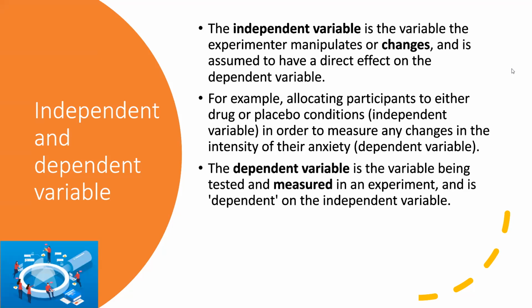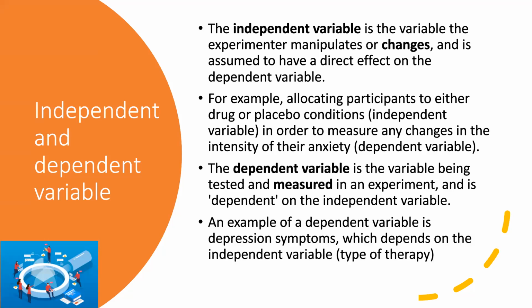So the dependent variable is the variable that is being tested and measured, okay? And basically it depends on the independent variable. So an example of a dependent variable is depression symptoms, which depend on the independent variable, for example, the type of therapy. Okay, so hopefully that's freshened up in your minds what IV and DV is, independent variable, dependent variable. So the independent variable is the one that we change to see how it affects the dependent variable, and thus the dependent variable is the one we measure.